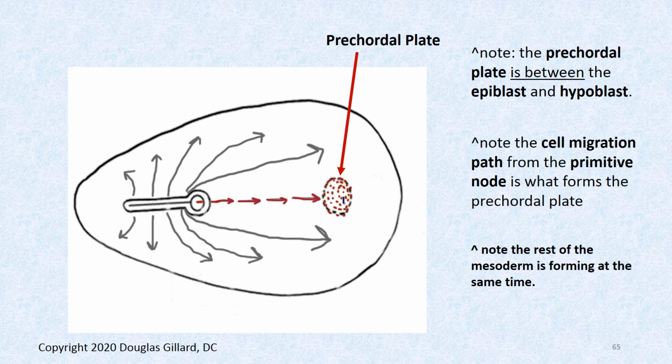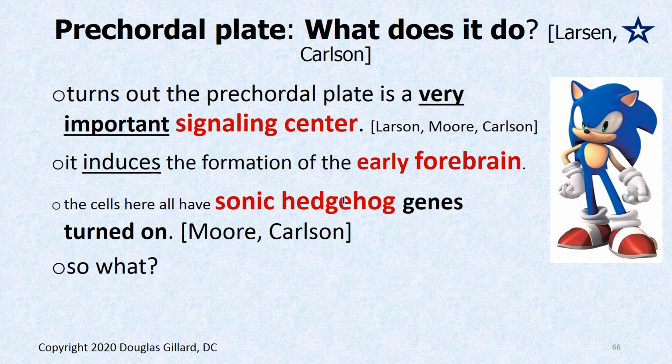That's the prechordal plate. Why do we care about this prechordal plate? Well, it forms your brain. It's one of the first signaling centers that tells more epiblast cells and other types of cells we'll talk about later to go up and form your noodle. So the forebrain is the first part of the brain formed, and there's an important gene that has to be turned on here. This gene is not turned on anywhere else yet, and that's our friend the sonic hedgehog gene.